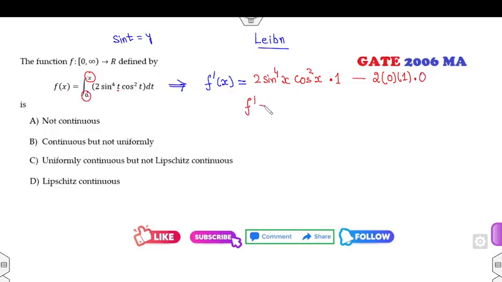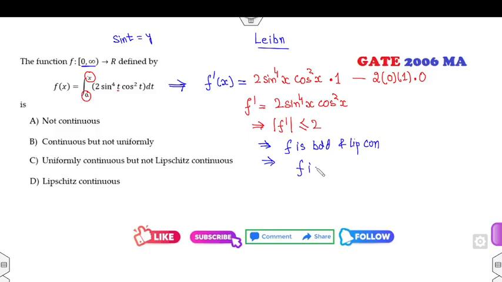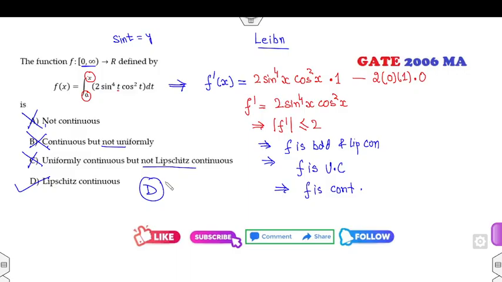So what is f dash? f dash will be 2 sine raised to power 4x cos square x. That means mod of f dash is less than or equal to 2, because sine and cosine over this interval are less than 1. That means f is bounded and Lipschitz continuous. If f is bounded and Lipschitz continuous, then f is uniformly continuous. If f is uniformly continuous, then f is continuous. So the first option, not continuous, cancel. Not uniformly continuous, cancel. Not Lipschitz continuous, cancel. The right option is D.